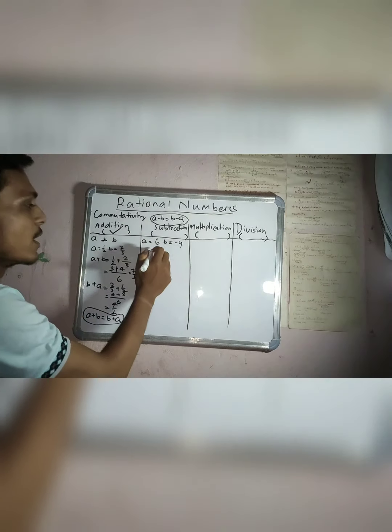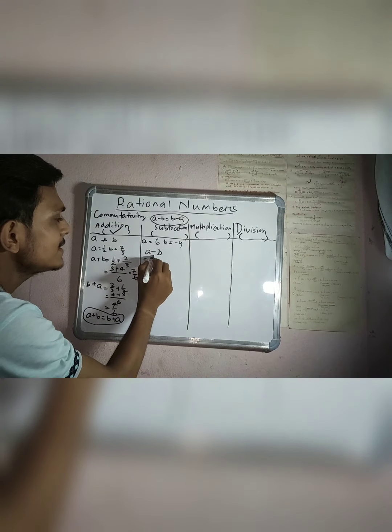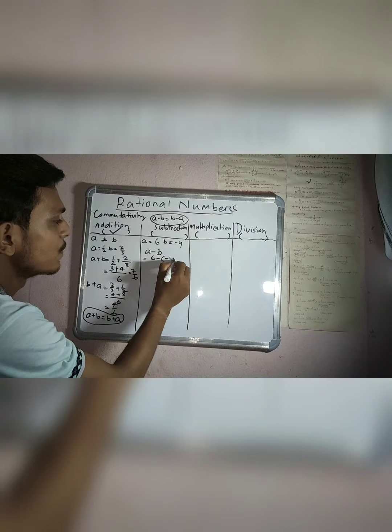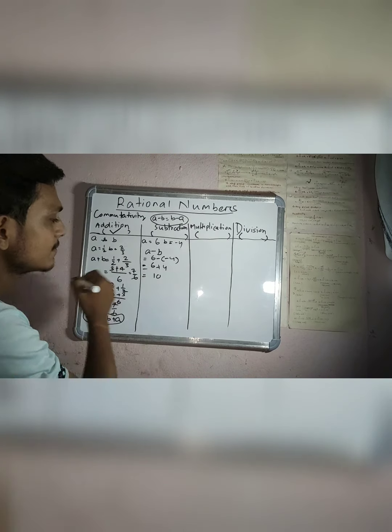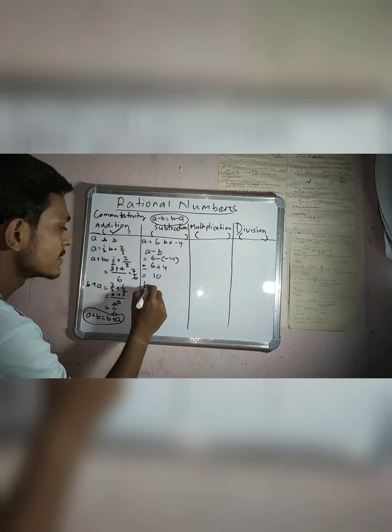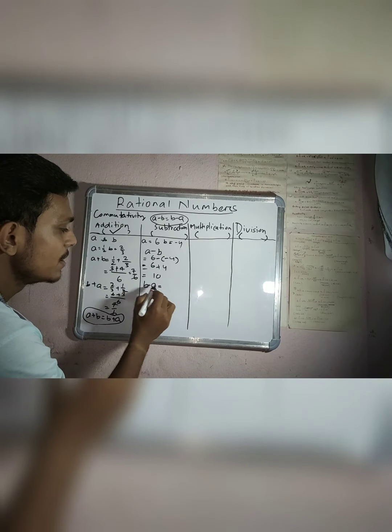So A minus B, that is 6 minus of minus 4, that is 6 plus 4, that is 10. Then B minus A.